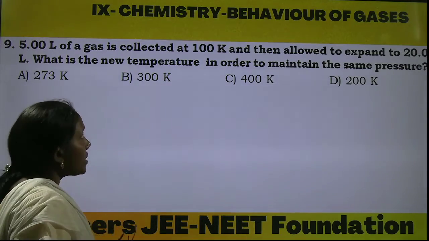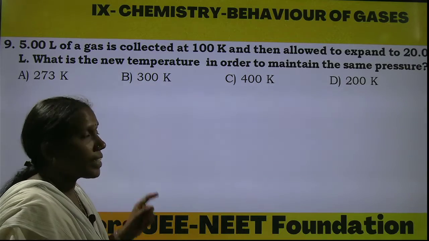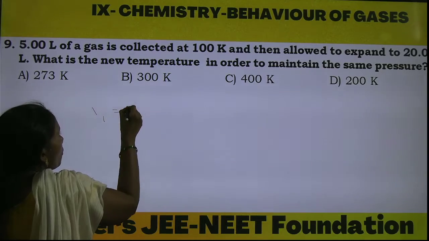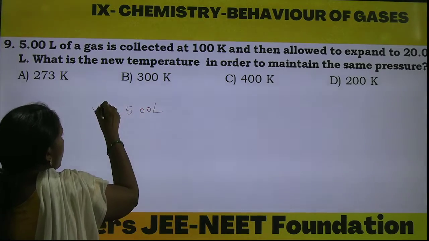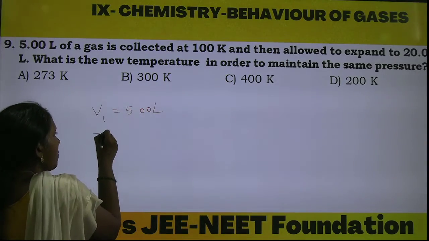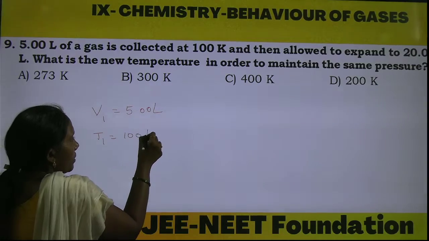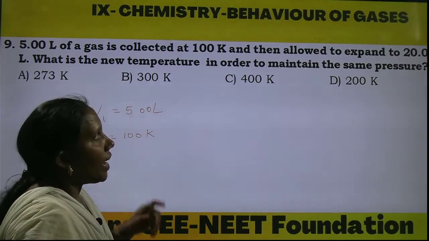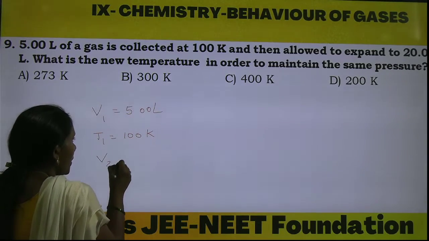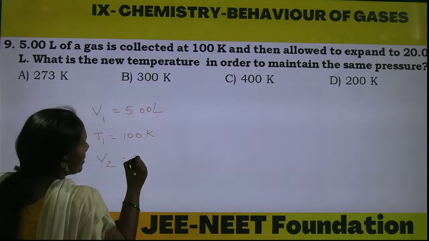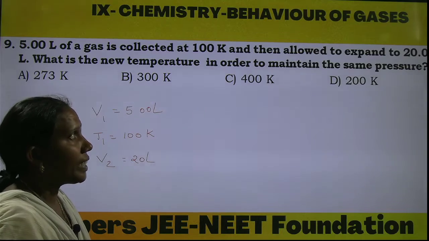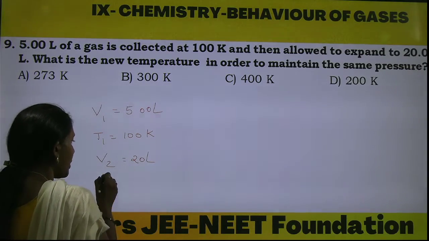5 liters of a gas is collected at 100 Kelvin. So 5 liters means volume, V1 is given. V1 equal to 5 liters, and collected at 100 Kelvin. 100 Kelvin means temperature is given, T1 equal to 100 Kelvin. Next, and then allowed to expand to 20 liters. So V2 is also given, V2 equal to 20 liters. And then what is the new temperature in order to maintain the same pressure? So he is asking to calculate T2.